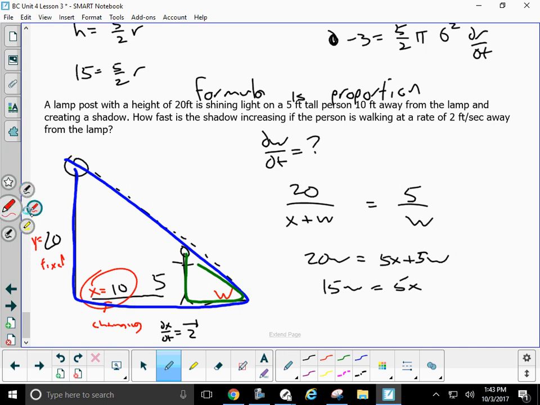I could take the derivative of this to get that 15 dW/dt is equal to 5 dx/dt. dx/dt is 2. I can find dW/dt. 10 over 15, 2/3. Okay? Very interesting problem. We don't use the Pythagorean theorem, even though we think we need to use it. We actually use proportions. Thank you for sticking around.